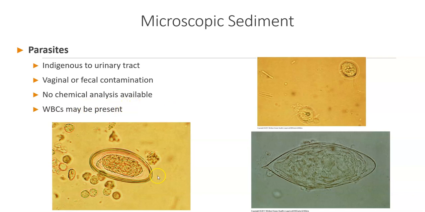And in this picture on the bottom left, there's Enterobius vermicularis, also known as pinworms. And these lay eggs at the anus, so if you don't wipe in the correct direction, you can get urine contamination. The bottom one is Schistosoma haematobium, which is a kidney parasite. And on the top is Giardia. It's not a very good picture, but this is also a fecal contaminant.